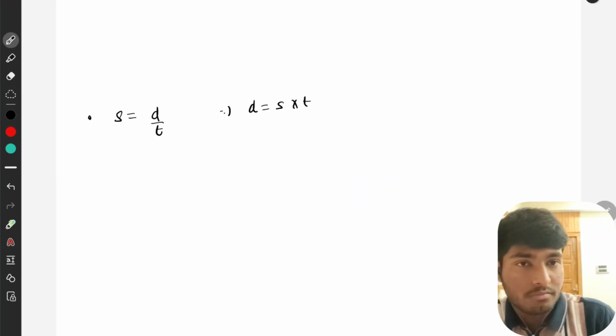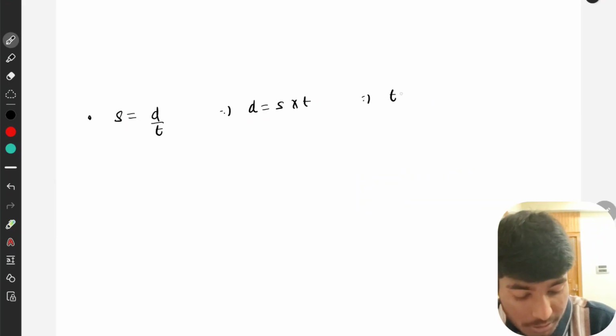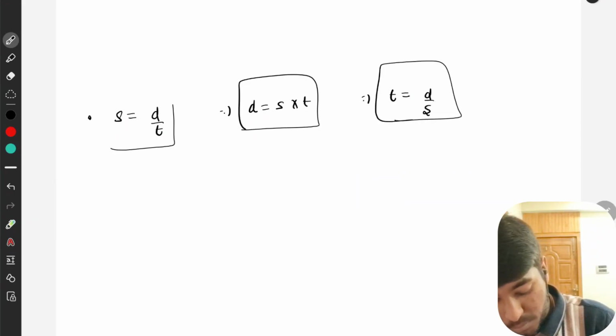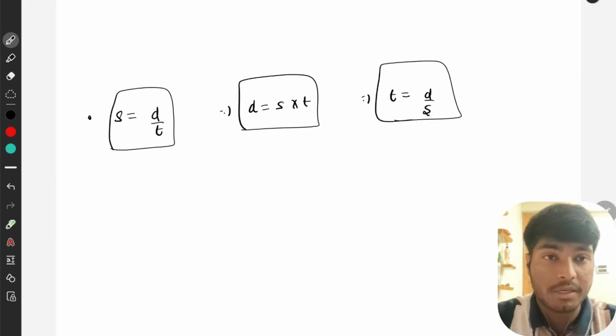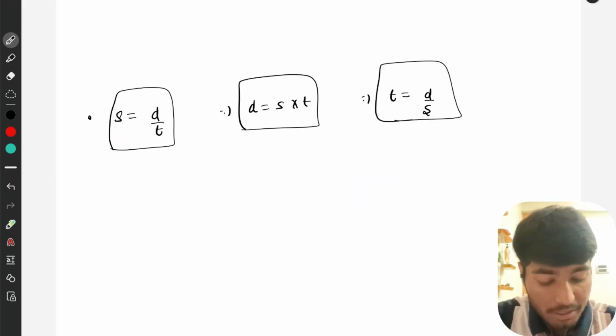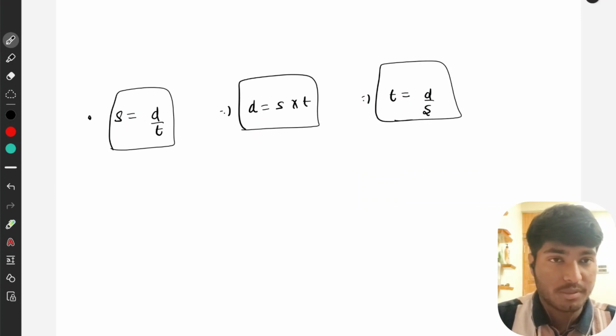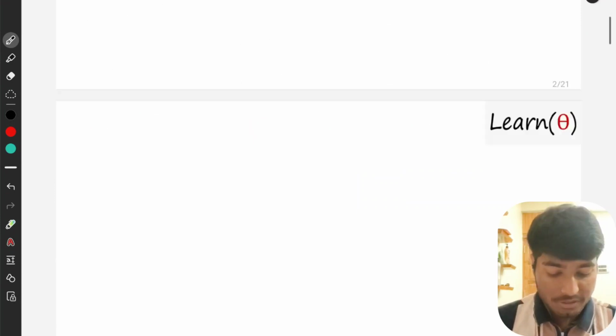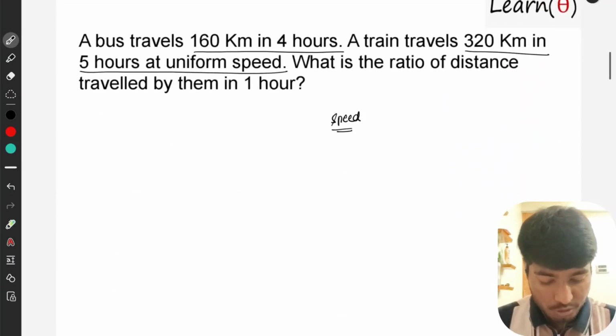Can I say this? Right? And I can also say that time is equal to distance upon speed. Please ensure that these three formulas are very clear to you. Repeating again: speed is equal to distance by time, distance is equal to speed multiplied by time, and time is equal to distance by speed. These three formulas have to be clear in your mind. If so, let us begin solving this question.